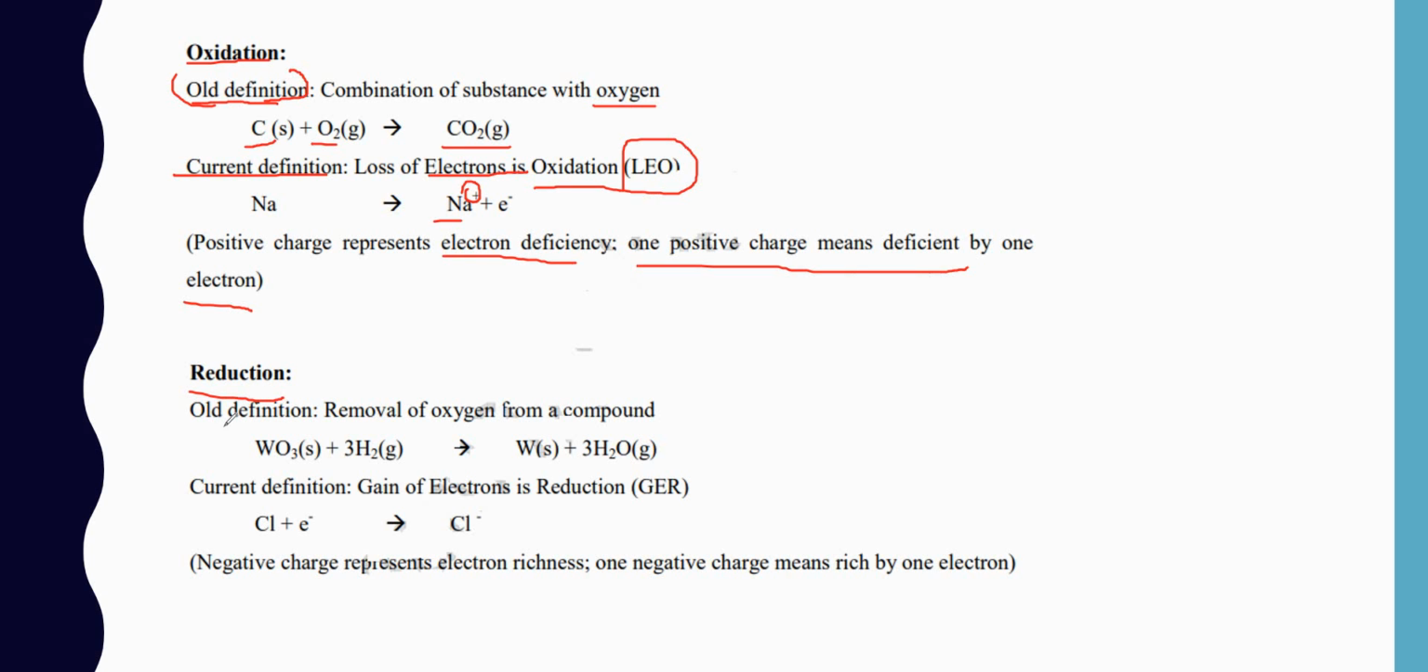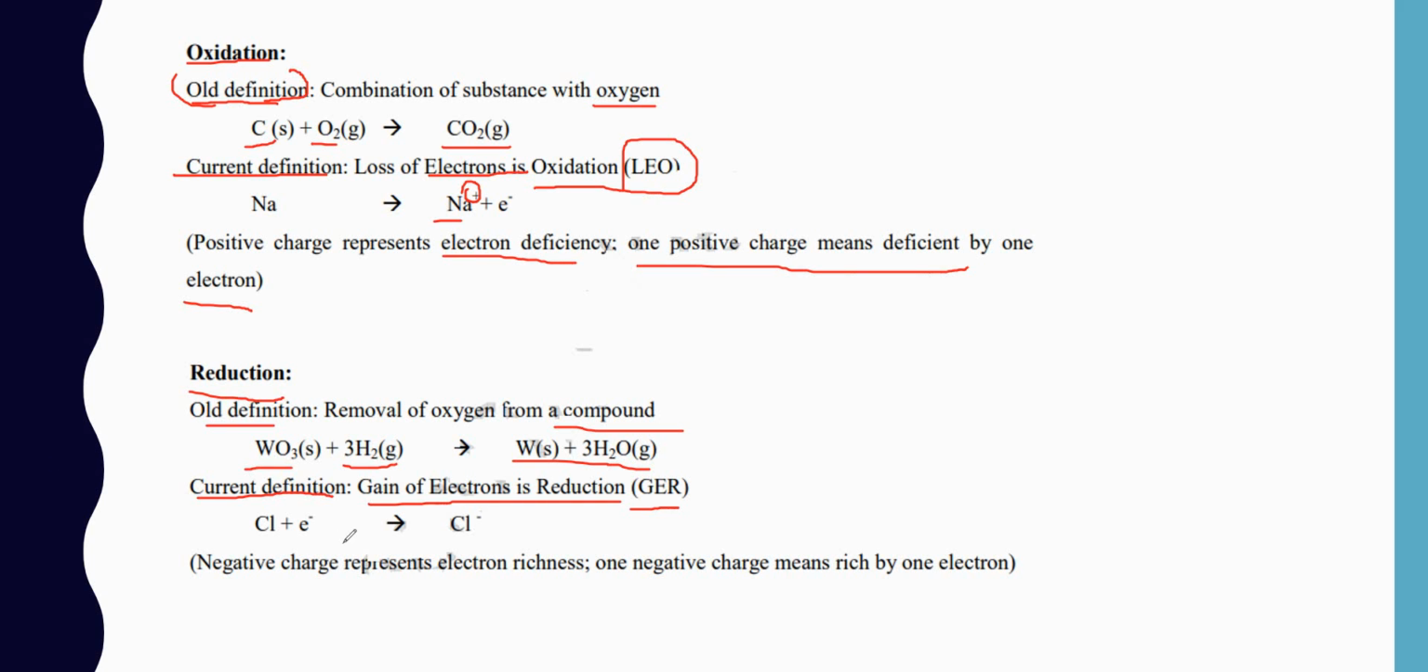Reduction reaction, old definition: removal of hydrogen from a compound. If we have removed hydrogen from this compound, we call it a reduction reaction, or if we add hydrogen to this compound, we can also call it a reduction reaction. The current, widely accepted definition is that gain of electrons is reduction. So GER, gain of electrons is reduction, loss of electrons is oxidation.